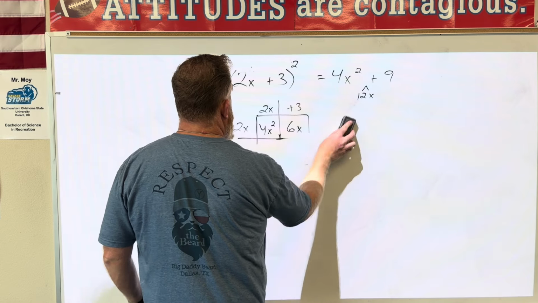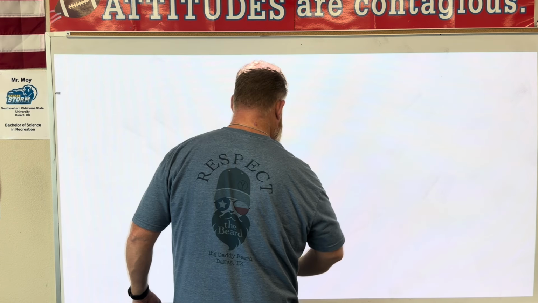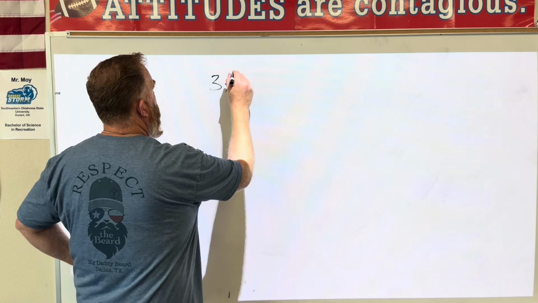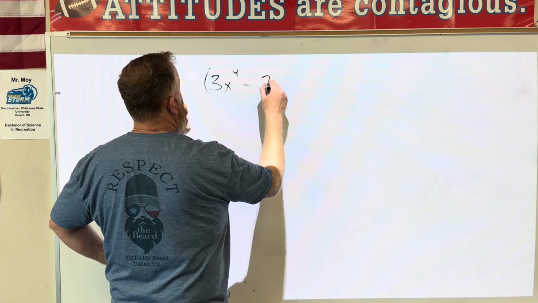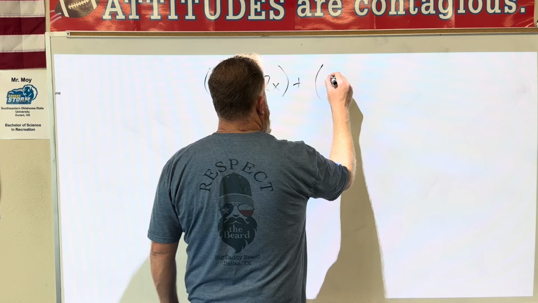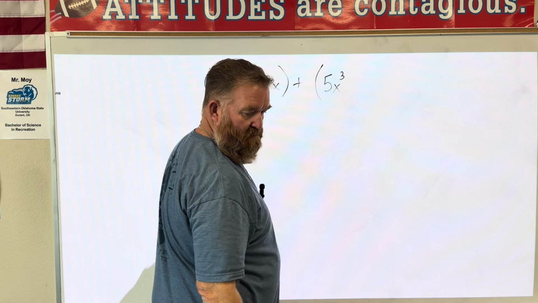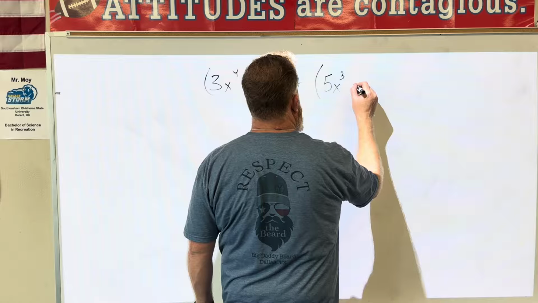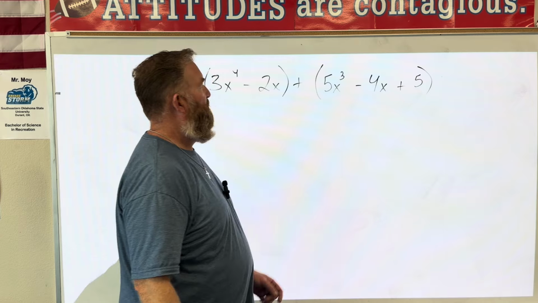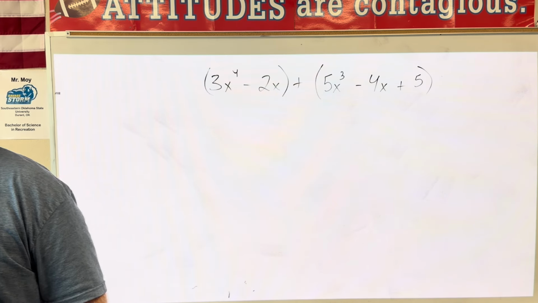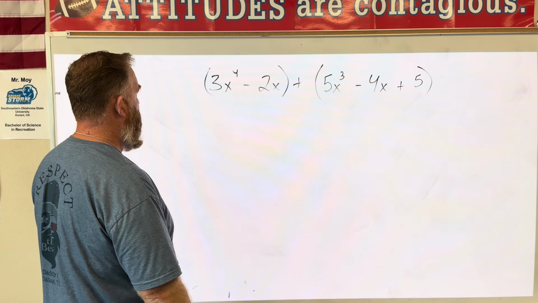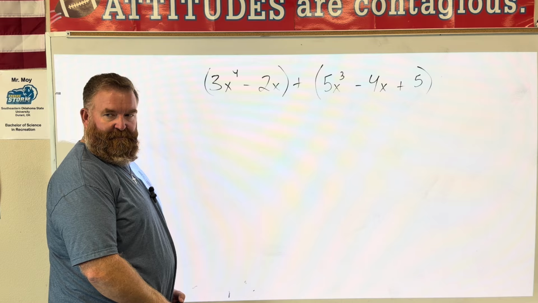Let me show you this. It looks like 3x to the 4th minus 2x plus 5x to the third minus 4x plus 5. Okay? Now I always start with the largest exponent. So what's the largest exponent you guys see? The fourth power. You guys pay attention to this.